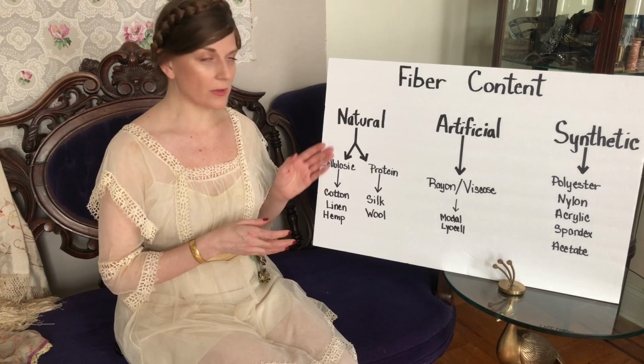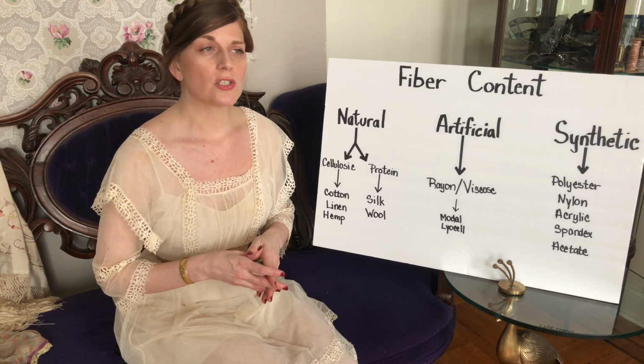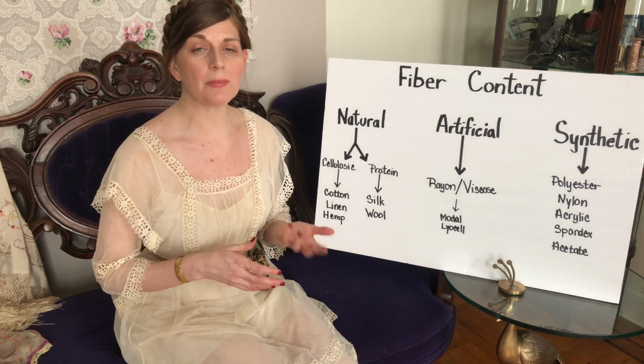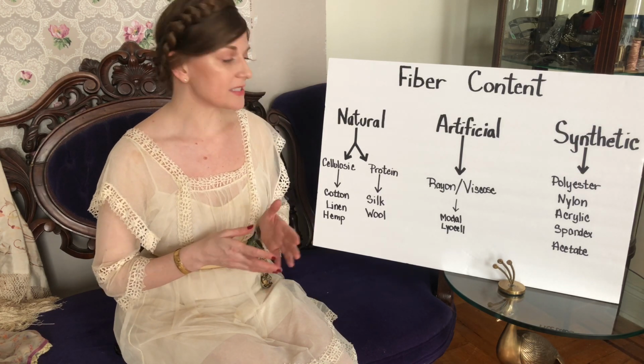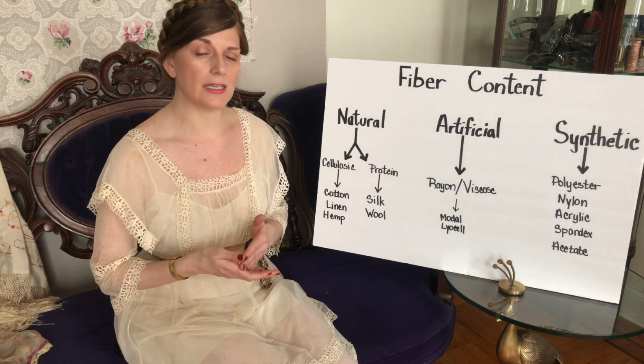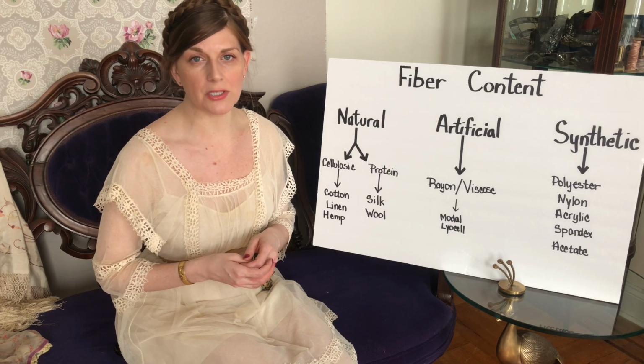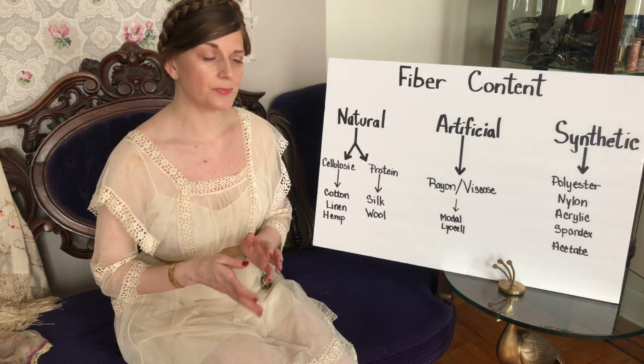We start our chart with our natural fibers, and these are the fibers that come from the earth. So you would think of anything that is plant-based or anything that is animal-based. Cellulosic are your plant-based fibers. So those are your cottons, your linens, your hemps. And then our protein fibers are going to be our animal fibers. Those are going to be the silks and your wools.